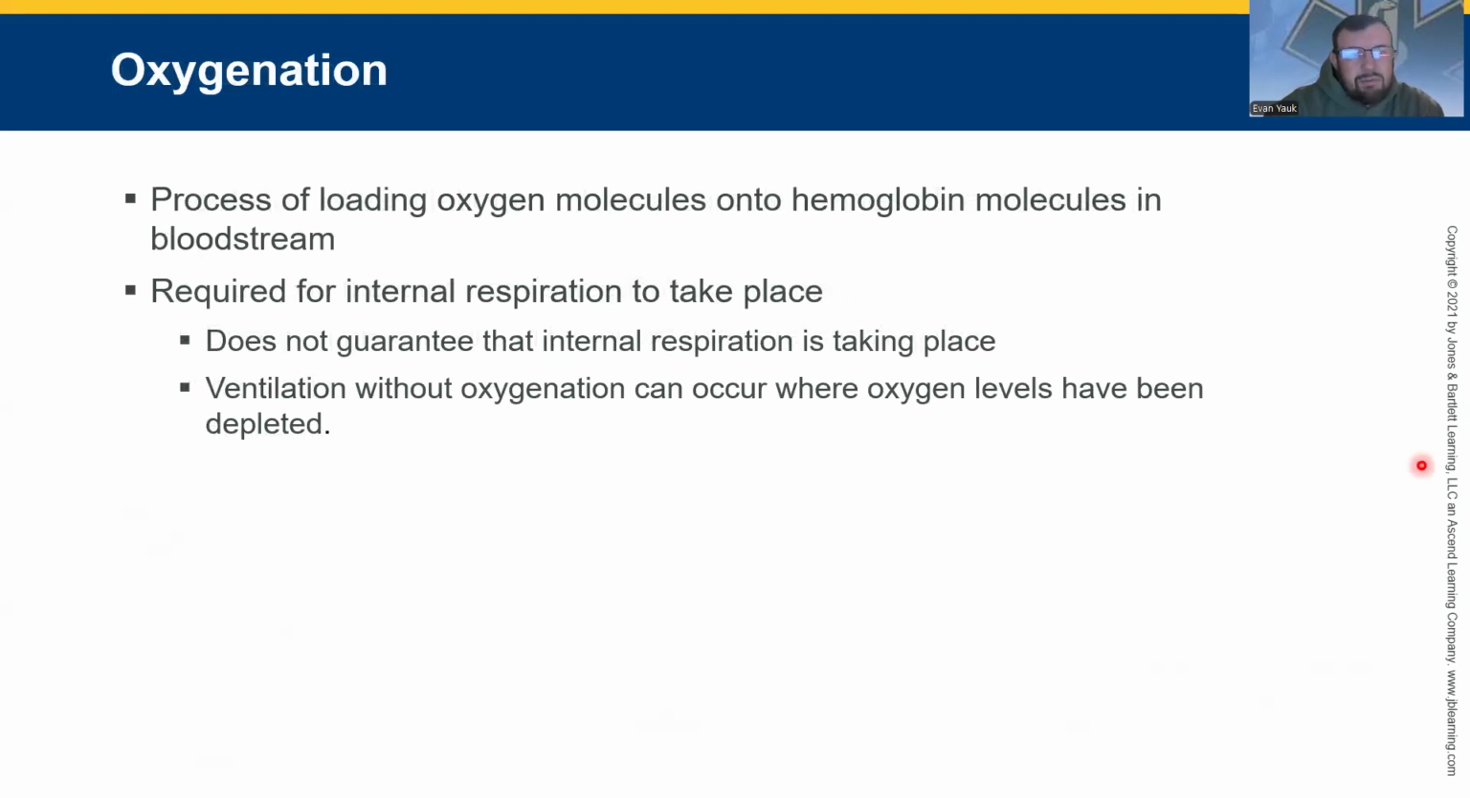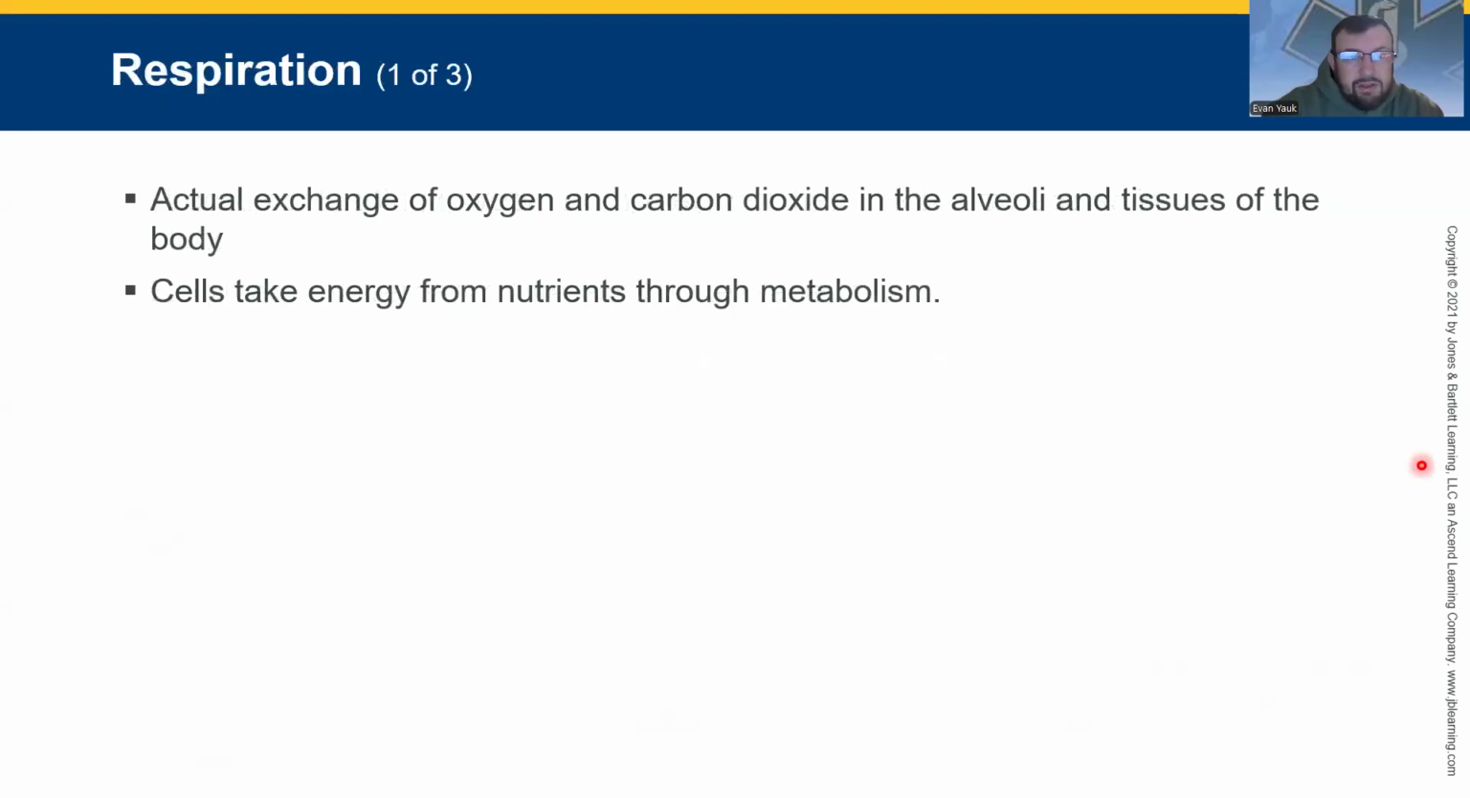Oxygenation is the process of loading oxygen molecules onto hemoglobin molecules in the bloodstream. So this is where that diffusion is, that oxygen is binding to that hemoglobin. It requires the internal respiration to take place, but does not guarantee that internal respiration is taking place. Ventilation without oxygenation can occur where oxygen levels have been depleted.